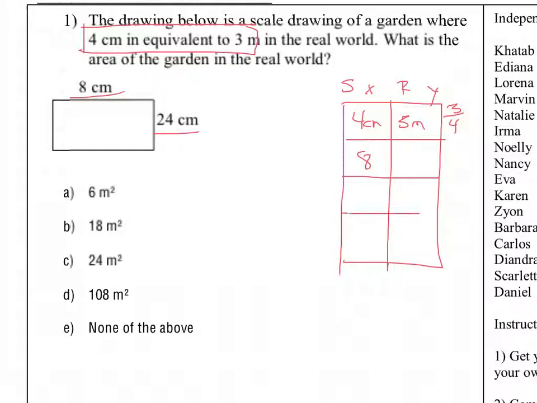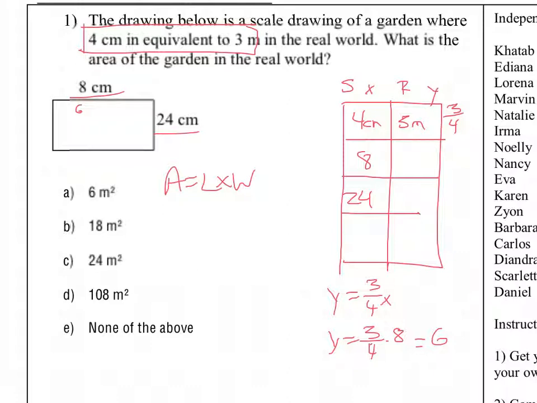So we want to know what 8 and 24 would be in the real world, so we can find out what area is equal to what the length and width are in the real world. So our equation is y is equal to 3/4 x, and y is equal to 3/4 of 8, which is equal to 6. So in the real world, this one is 6 meters.